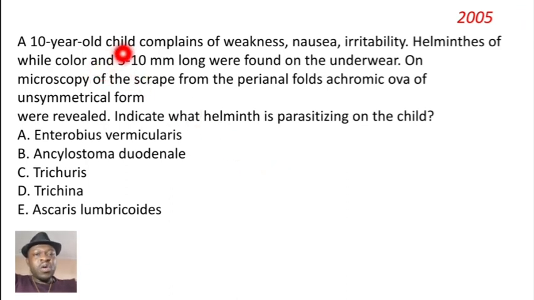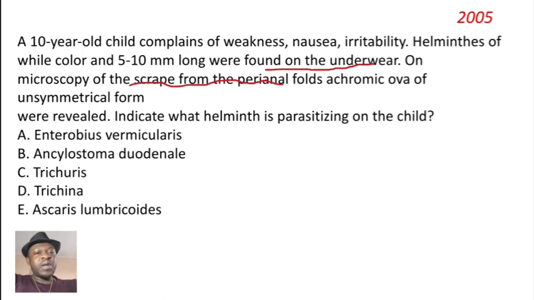A 10-year-old child complained of weakness, nausea, irritability, and helminths. Here it was supposed to say helminths of white color and 5 to 10 millimeters long were found on the underwear. This is the first keyword, on the underwear. You need to remember Enterobius vermicularis.